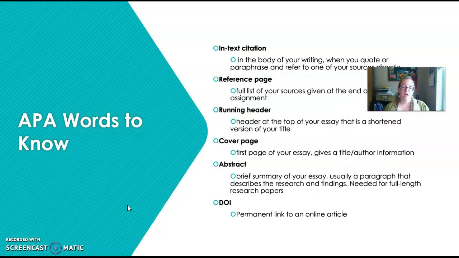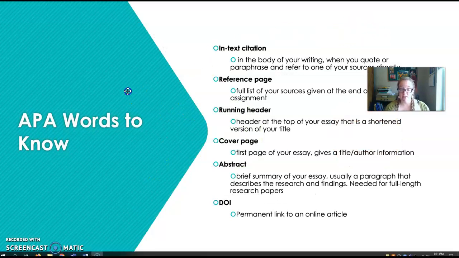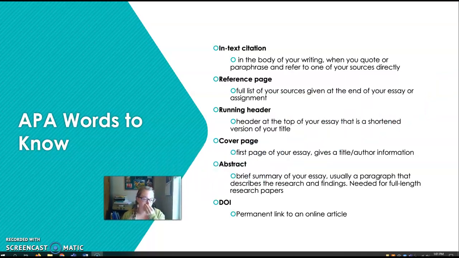So I'm just going to go over some keywords that you may want to know, and for some of you this is a review, for others it's new, so if you need to skip ahead or skip around the video however you like, I'm going to use these phrases throughout our course. So an in-text citation, very important. This is when in the body of your writing you have a quote or a paraphrase of a source directly. An in-text citation is typically in parentheses with the author's last name and then the year. But we'll go over some examples in a minute.